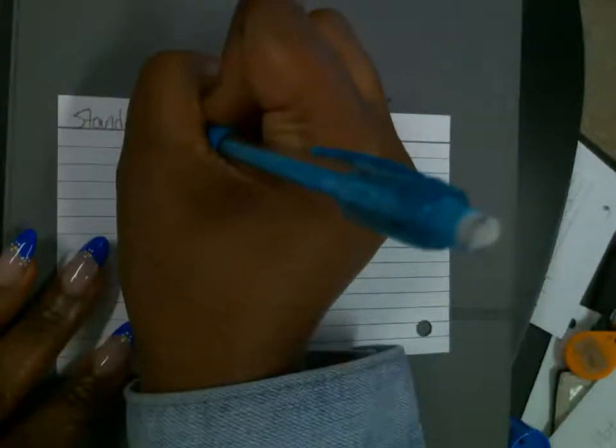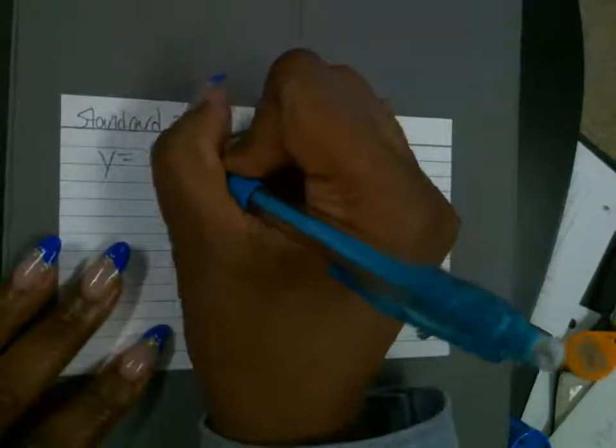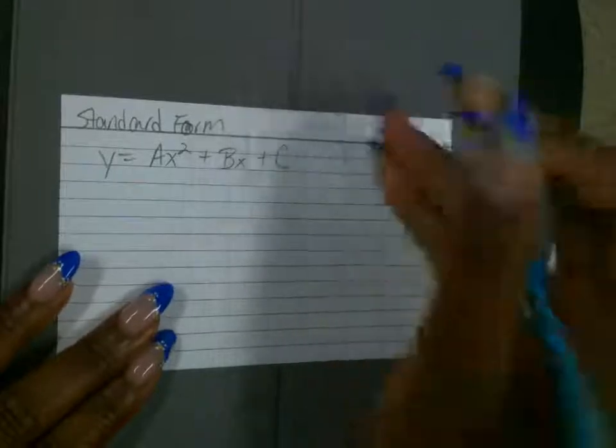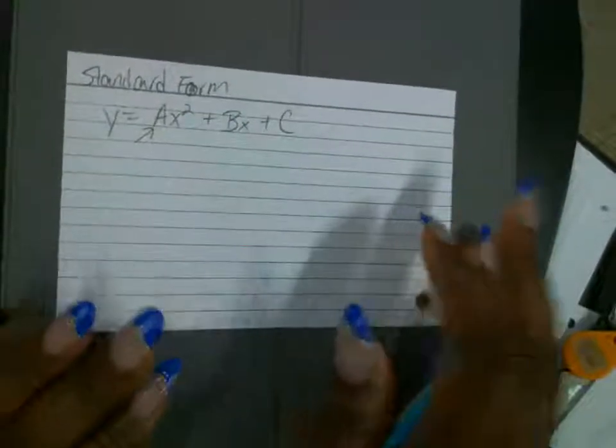Okay, let's look at this one. What's the standard form? Very good. It's y is equal to a x to the second power plus b x plus what? C. Okay. So what's this first part right here?